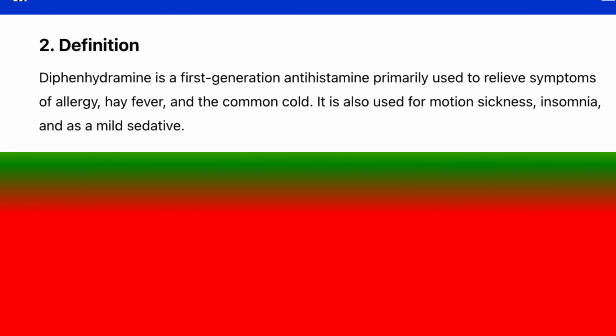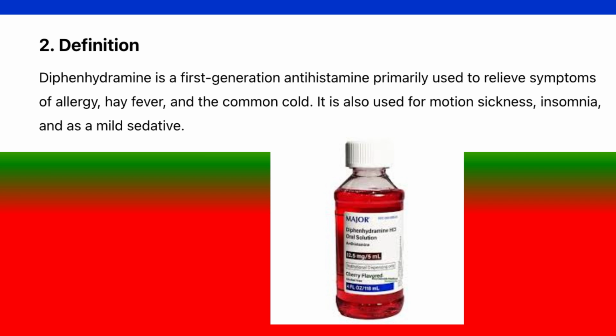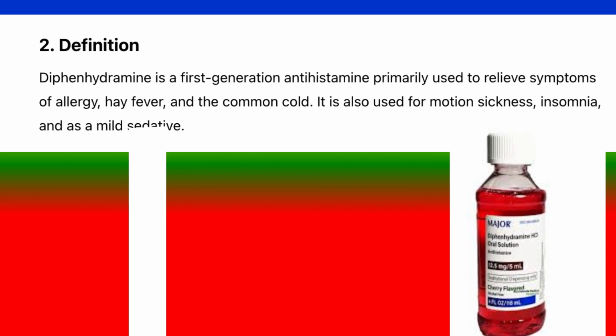2. Definition. Diphenhydramine is a first-generation antihistamine primarily used to relieve symptoms of allergy, hay fever, and the common cold. It is also used for motion sickness and as a mild sedative.